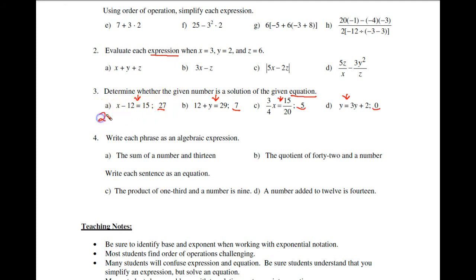So we put the 27 there, minus 12. Does that equal 15? Yes, this one is true. Now how about a 7 here? 12 plus 7, is that 29? Well, this is 19, and this is 29, so this is not true.